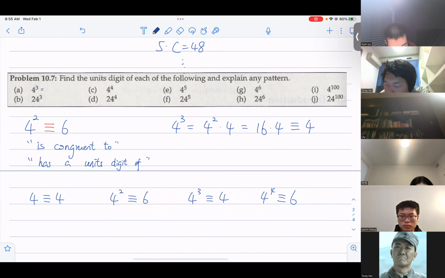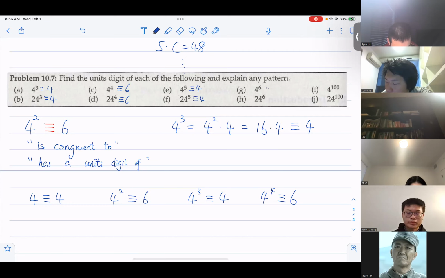So the first one will be 4. Second one here will also be 4, because even for 24, that's the same. You only need to multiply the unit digits. So 4 times 4 times 4. Ignore the 2, right? For even power, you have 6. And for odd power, you have 4.